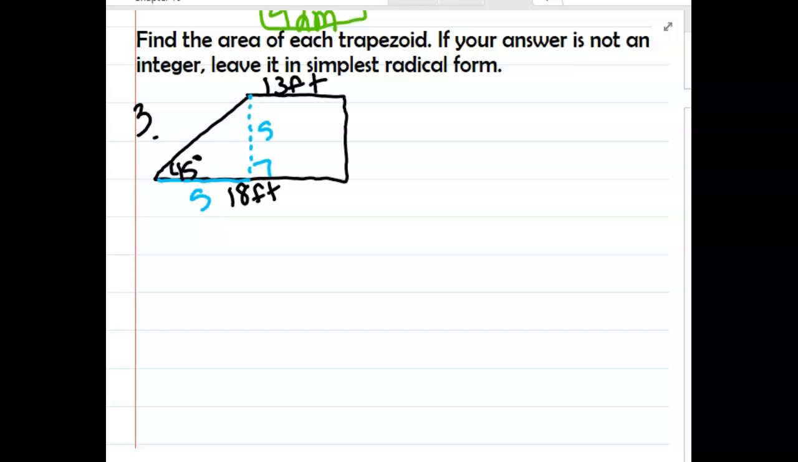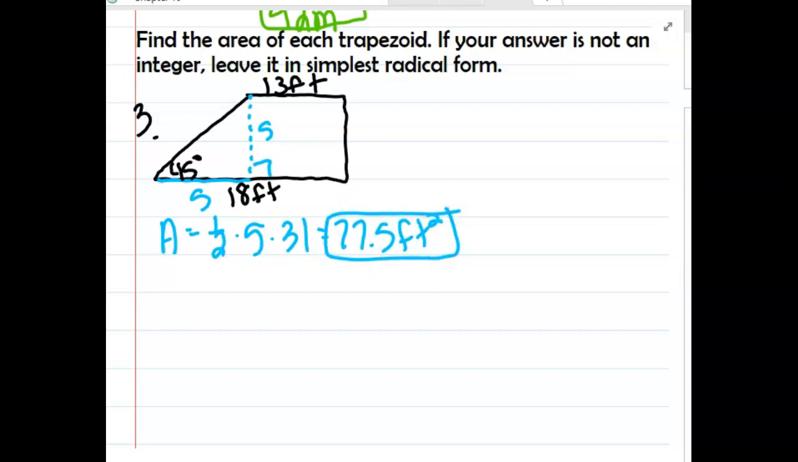So once you have both bases and the height, you can plug it into your formula. So to find the area, you're going to take 1/2 times the height, so times 5, which we just found. And we have to add the bases together. So 13 plus 18 would give me 31. And then when I multiply those together, we should get 77.5 feet squared. So get your units.